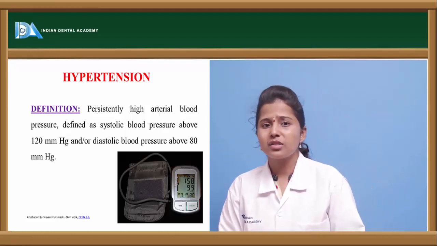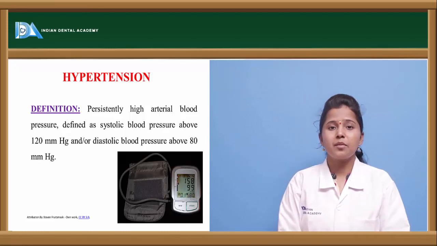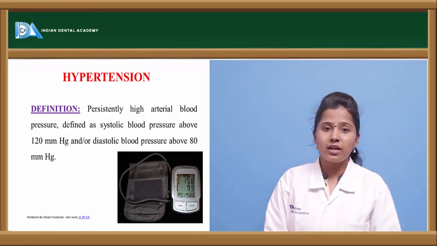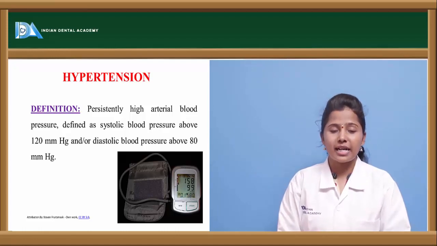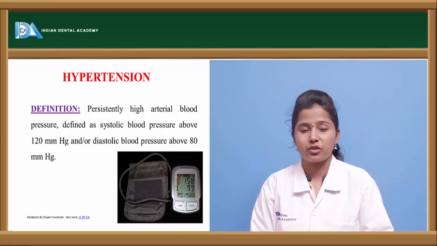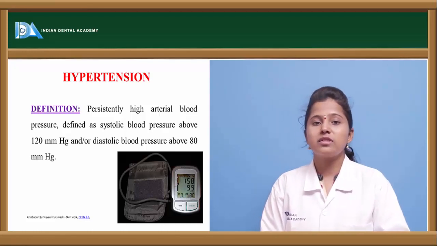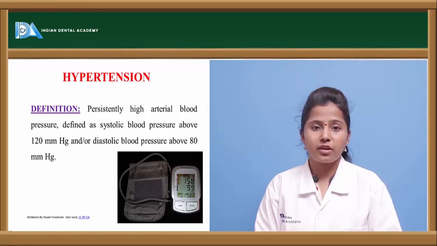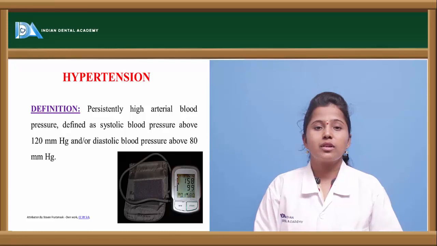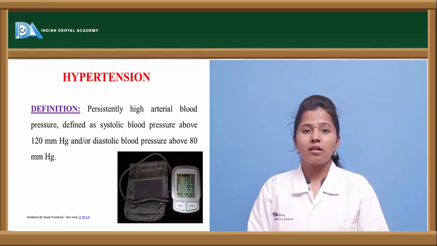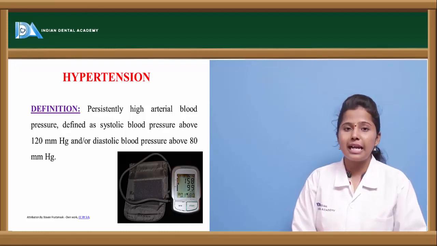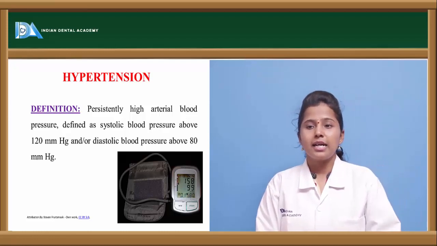Let us see what systolic blood pressure is exactly. 120 mm of Hg is what we refer to as systolic blood pressure. That is the pressure exerted by the ventricles when they contract. So the pressure with which the blood is exerted because of contraction of ventricles is called systolic blood pressure, and diastolic blood pressure refers to the pressure exerted by the heart when the atria and ventricles both relax. That condition is called diastolic blood pressure.